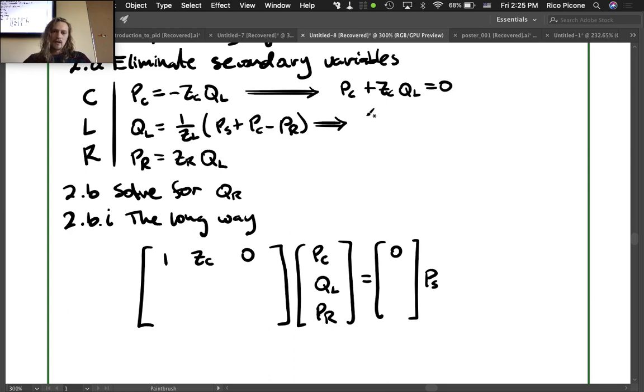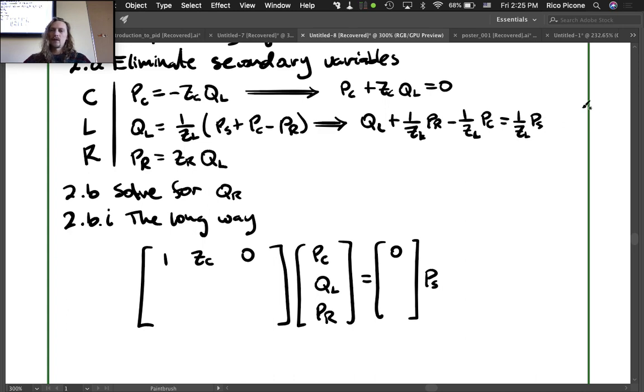The next equation, let's move everything to the left-hand side here. So we have QL plus 1 over ZL PR minus 1 over ZL PC. Getting a little fast and loose with my L's and C's. That's very dangerous. And finally, I'll leave the term on the right-hand side with the input. So 1 over ZL PS.